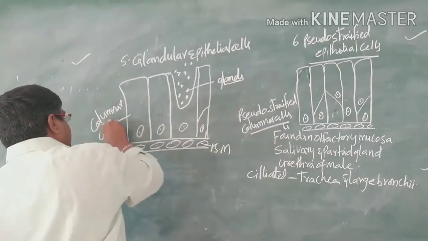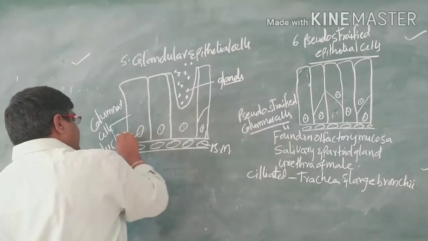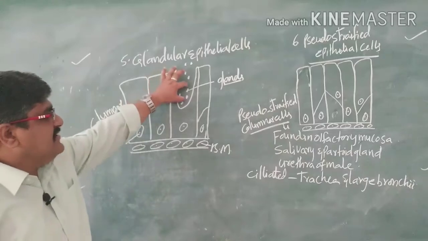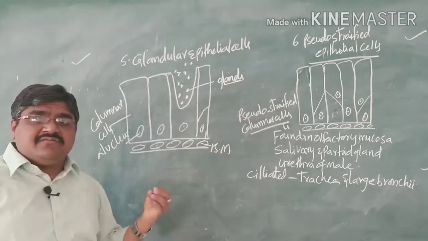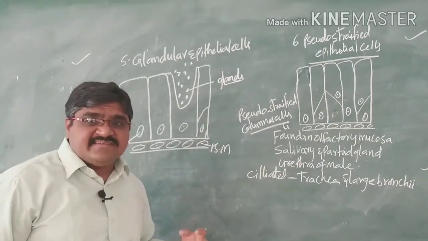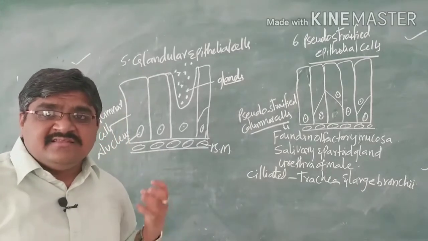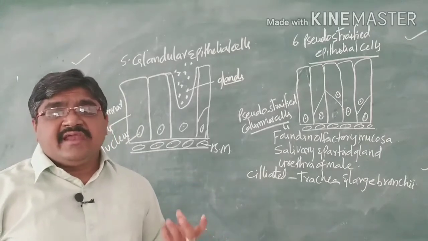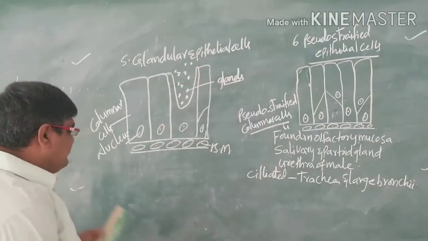Columnar cells have an oval-shaped nucleus. The nucleus is present towards the basement membrane, and these are the glands where they secrete the substances. Such specialized cells which are helpful for the secretion of substances are called glands. Here they secrete mucus and enzymes as well as hormones. Based on their nature, these glands are classified.